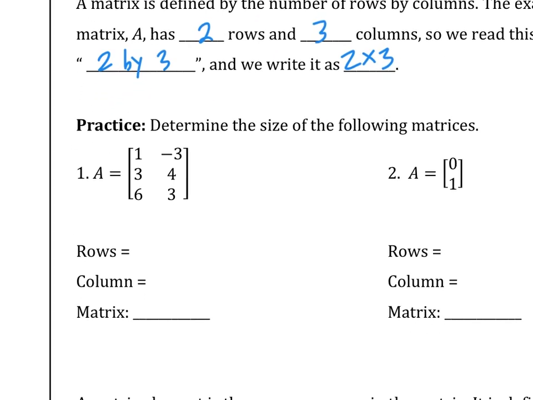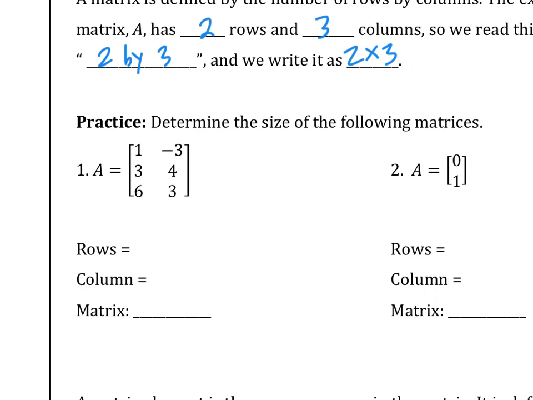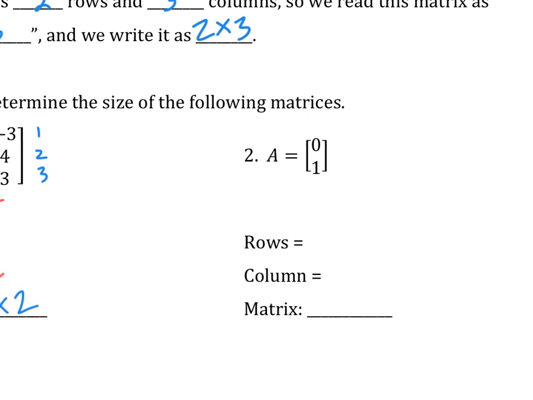Okay, so let's try the following. Determine the size of the matrices. So let's look at A. How many rows are there? There are 1, 2, 3 rows. And how many columns are there? There are 1, 2 columns. So we would say this is a matrix that is 3 by 2. Okay, so try the next one. So ask yourself, how many rows are there? 2. How many columns? 1. So this is a 2 by 1 matrix.